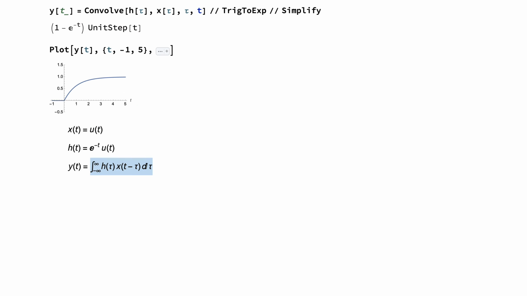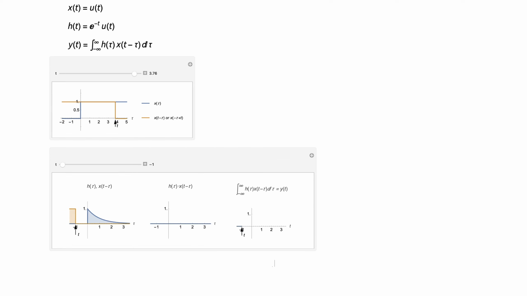Now, to find the convolution, notice that the integrand here is the product of these two terms. X of t minus tau, as a function of the integration variable tau, is the signal x of tau flipped with respect to the y-axis first and then shifted by t units of time, as you see here. Here you can find the plot of x of t minus tau and h of tau on the left side, and their product is shown in the middle graph. The graph on the right-hand side shows the area of the product, or the convolution integral, which in this example is the output response y of t.